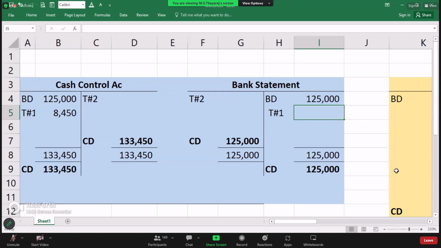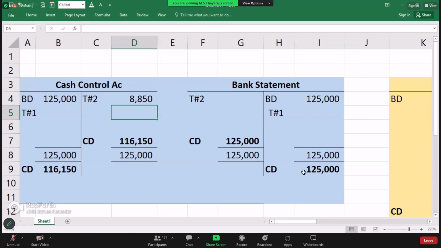What about the second one? The check amount of 8,850 has not been presented to the bank. So we have provided a check to one of our suppliers or someone. We have to credit that 8,850, but the bank did not consider this one. So it is an unpresented check, not presented.